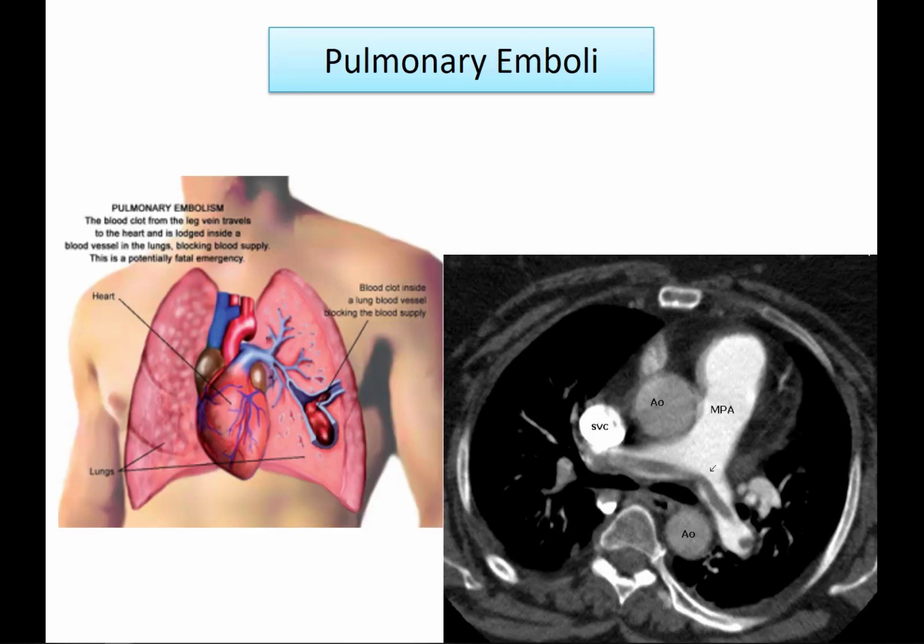Here's a picture of a pulmonary embolism. The blood clot that is formed in the leg travels upwards, and it is then inside the lung or a lung blood vessel, blocking the blood supply to the lung. Here we can see the pulmonary trunk, the superior vena cava, the ascending and descending aorta. And so a so-called saddle embolism can occur if you have a large clot that sits right at the bifurcation of the two pulmonary arteries, which is of course very bad news, because that means you might block all of the blood flow back to the lungs. So that is probably one of the most dangerous types of emboli there are.